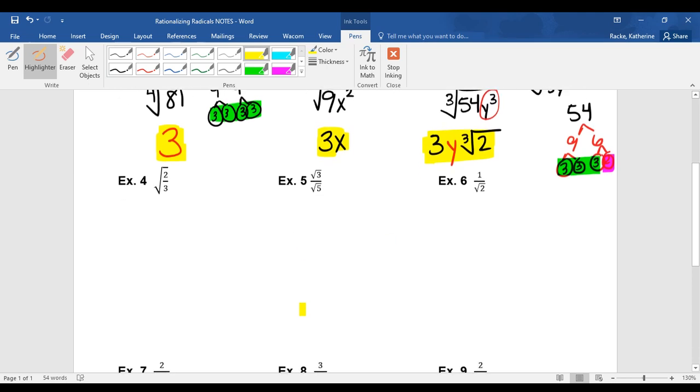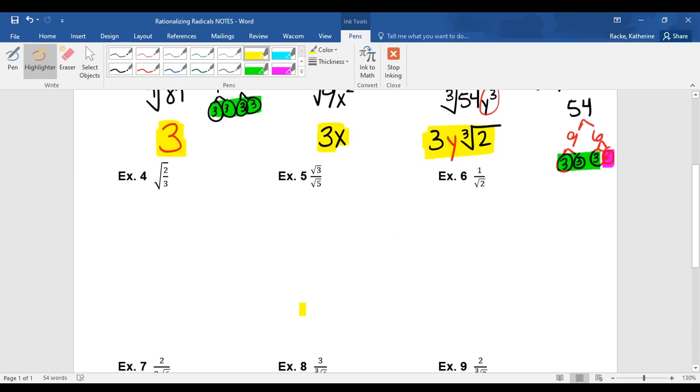All right, example 4. So this one's a little different now, okay? I'm going to write it out as the square root of 2 over the square root of 3, okay? Obviously, I can't do 2 divided by 3. That doesn't simplify in any way. So when you have something like this, you need to multiply by what's in the denominator, okay? So I'm going to multiply this by the square root of 3, and I also need to multiply the top by the square root of 3.